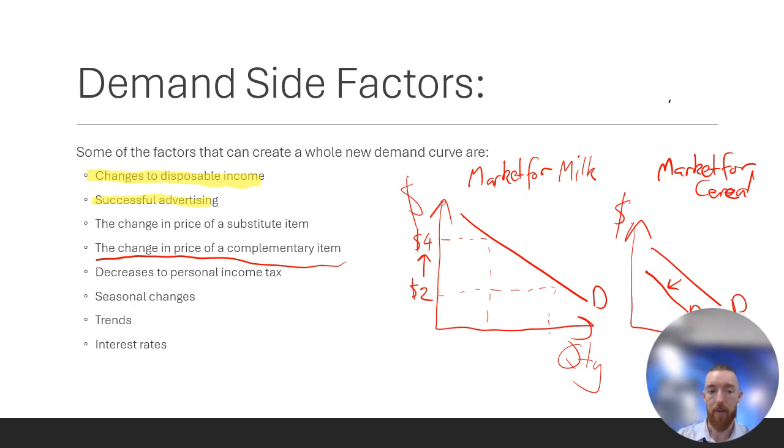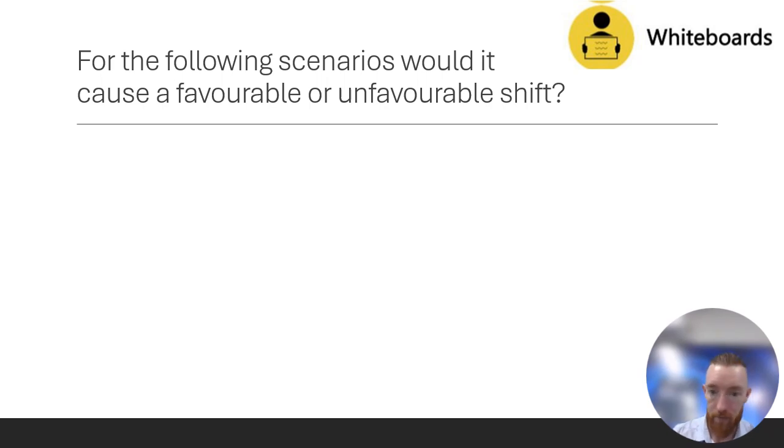So I need you now on your whiteboard for each of these following scenarios. I need you to tell me whether there would be a favorable or unfavorable shift. Feel free to make it F or U. That seems inappropriate, but they are letters that are useful for favorable and unfavorable.